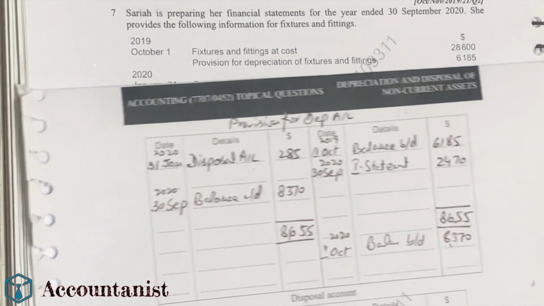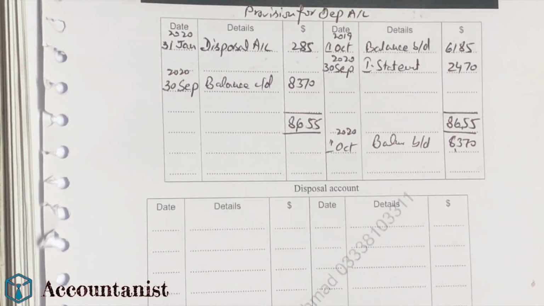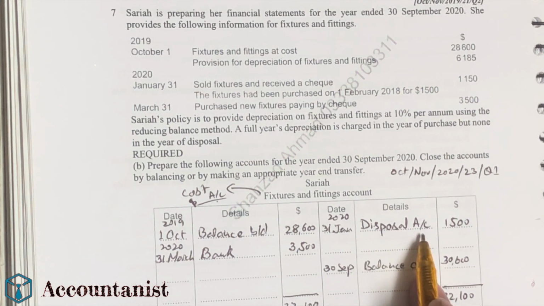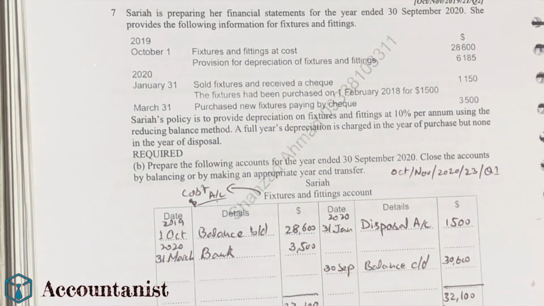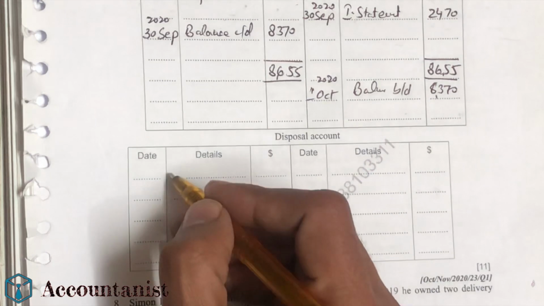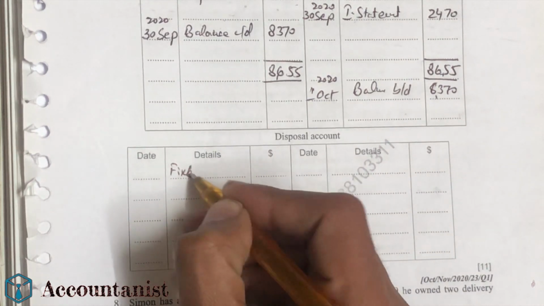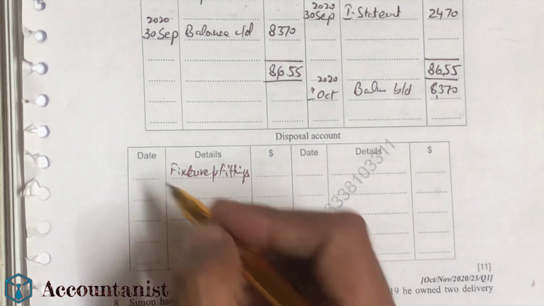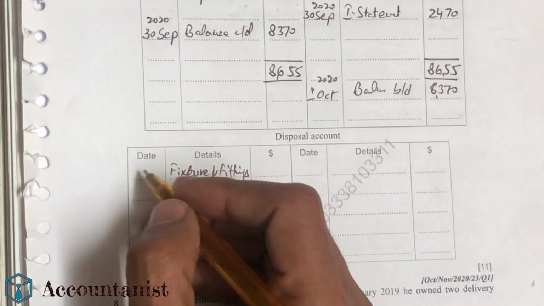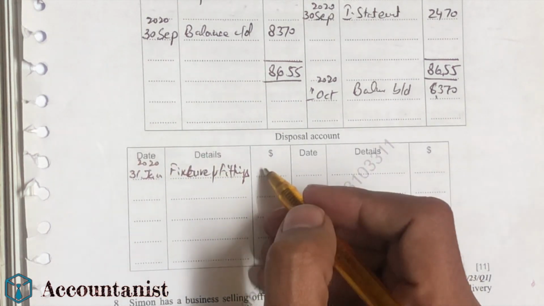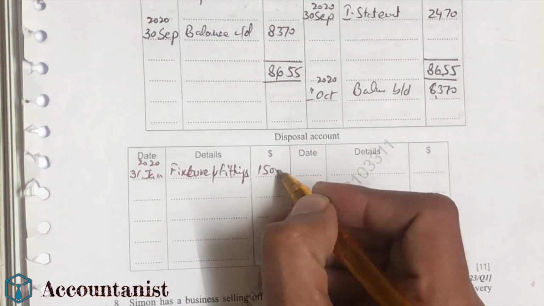So the next requirement is we need to make the disposal account. The disposal account is easy. The first thing that we need is to get this figure from the asset account, because the asset account is going to be credited, so it's going to be debited here in the disposal account with the value of asset cost. So I will write down here fixture and fitting, and that was sold on 31st of January, so I will write down here 31st Jan 2020, and the cost of this asset was 1500.